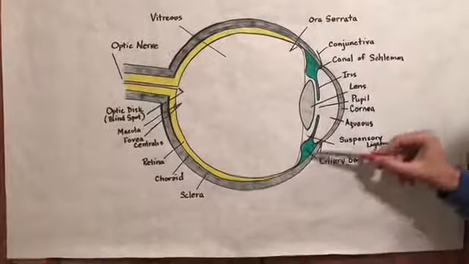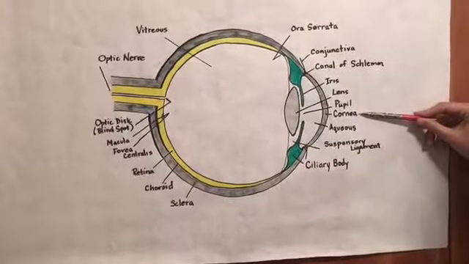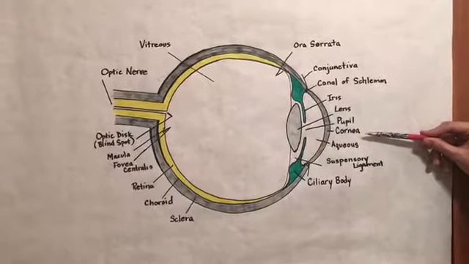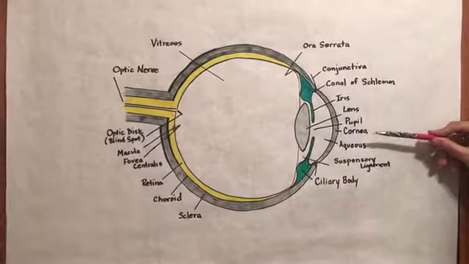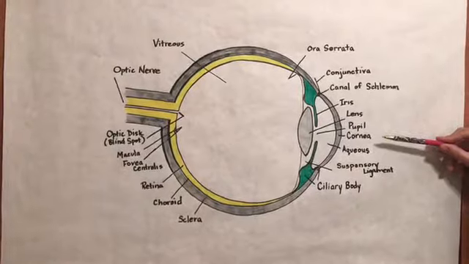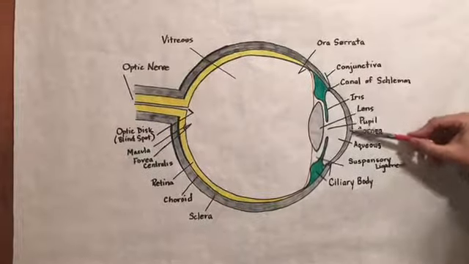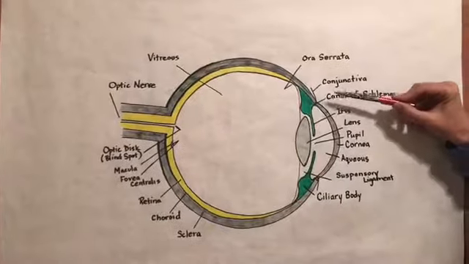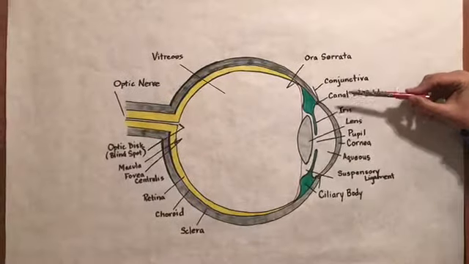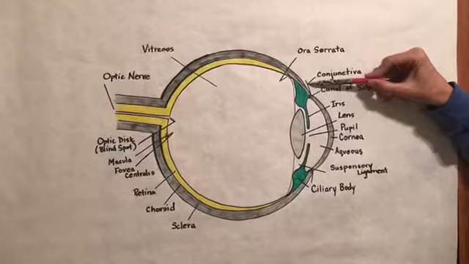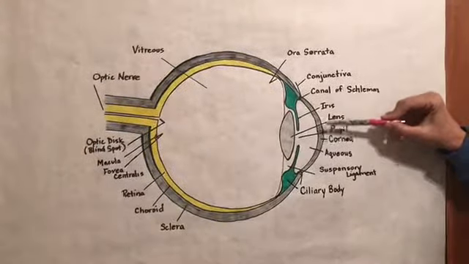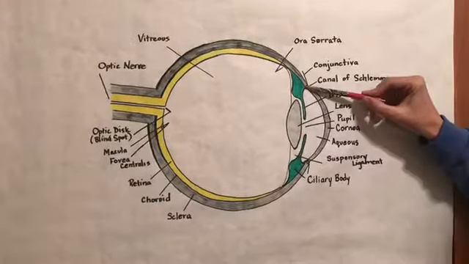This is the front part of the eye, and the cornea will be the one that I start with first. This is the front transparent part of the outer protective layer of the eye, this gray part right here. And then the next is the conjunctiva, which is a clear membrane that covers the sclera and also lines the inner portion of the eyelids.